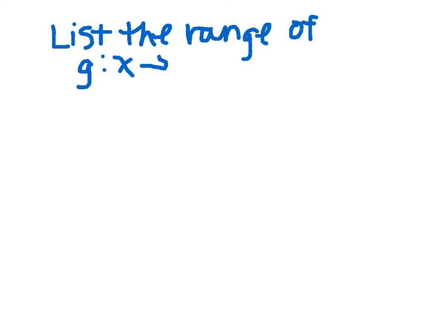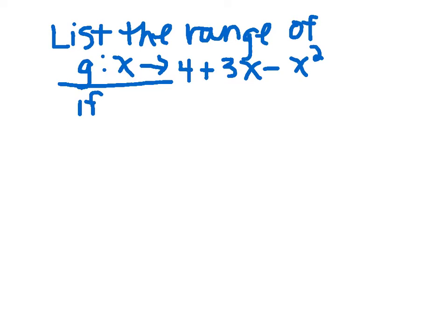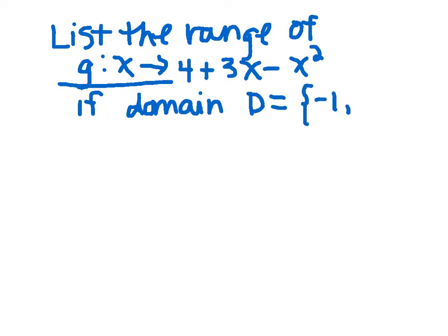with 4 plus 3x minus x squared. So all of this fancy stuff just means the rule for our function machine is 4 plus 3x minus x squared. And they're saying if the domain D is equal to -1, 0, 1, and 2.